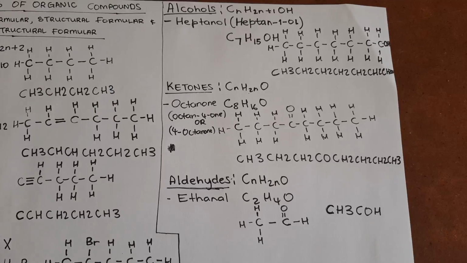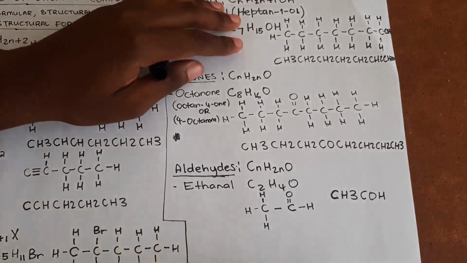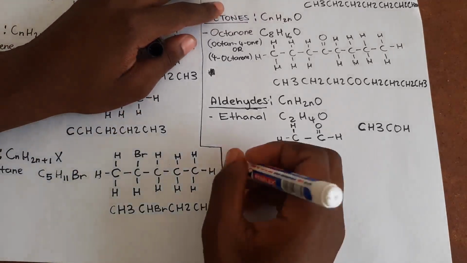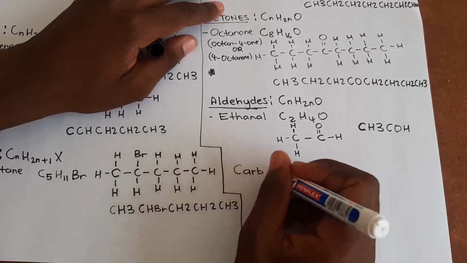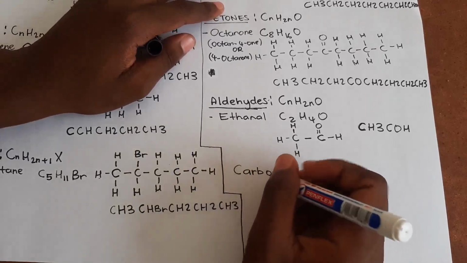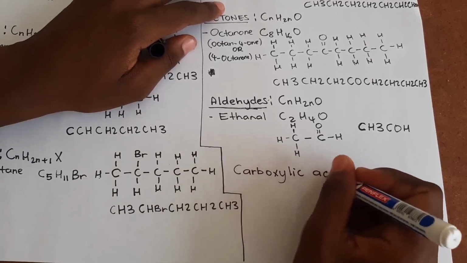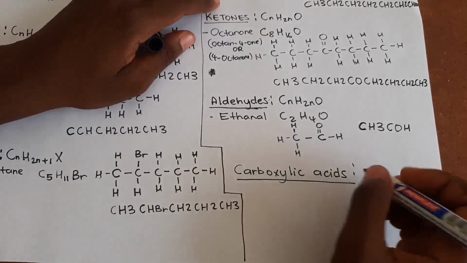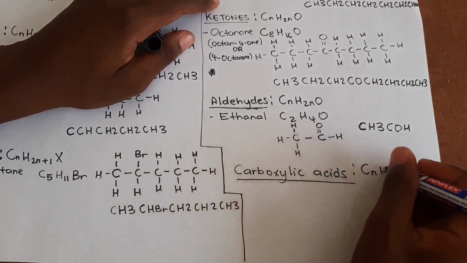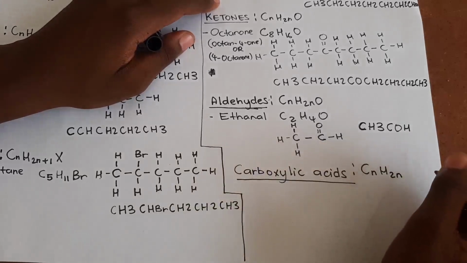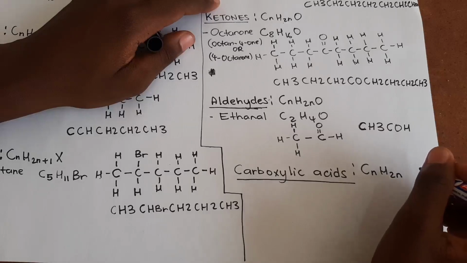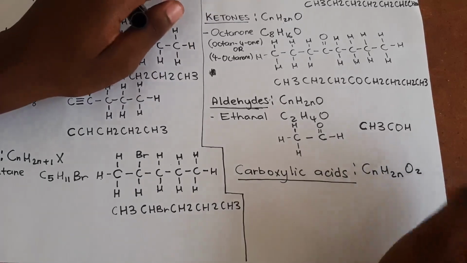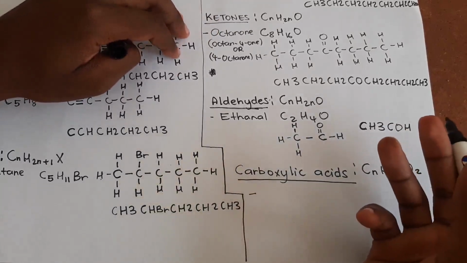Right now, let's move to carboxylic acids, the last homework series. Speaking of a carboxylic acid, the general formula is CnH2nO2, yes, O2. So that's how it goes. So which compound are we going to look for under those carboxylic acids?